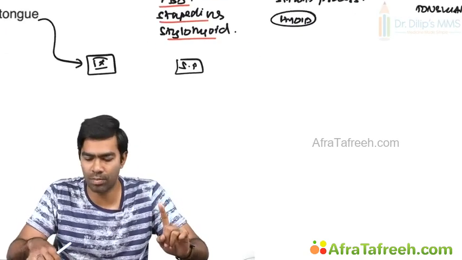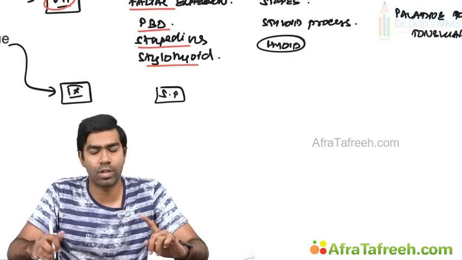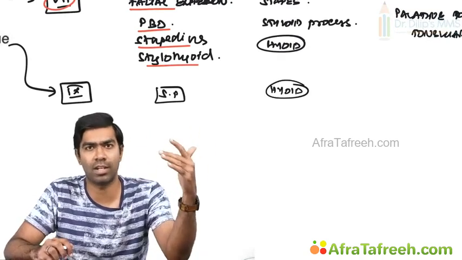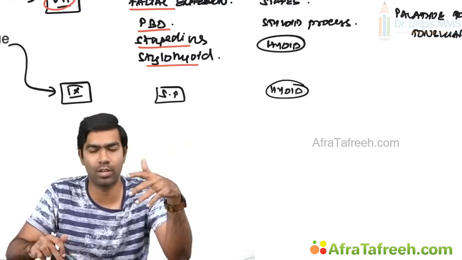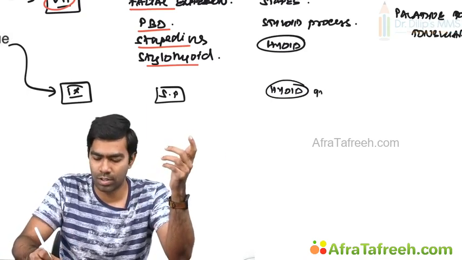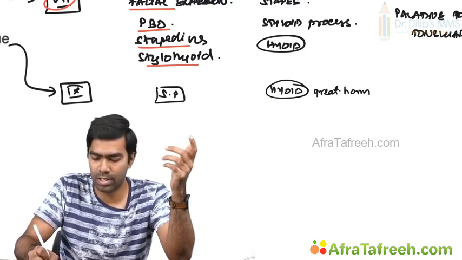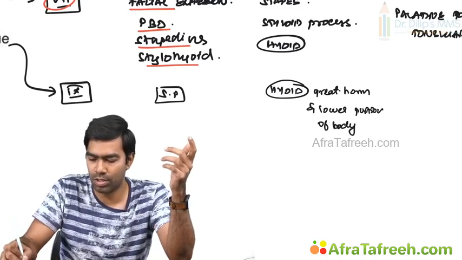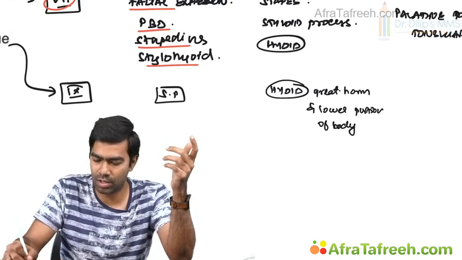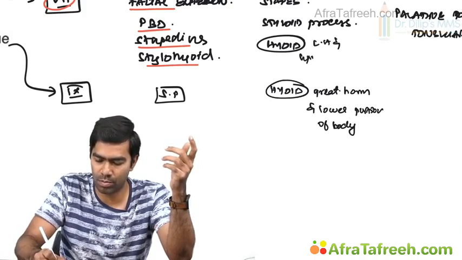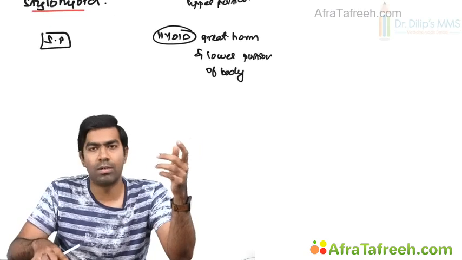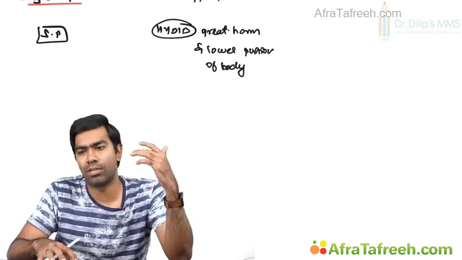Stylopharyngeus is the only muscle they form, and the bone they are going to form is part of the hyoid bone. So just as your second arch is forming the lesser horn and the upper portion of the body of the hyoid bone, similarly the third arch is going to form the greater horn and the lower portion of the body of the hyoid bone. Here you know it is the lesser horn and the upper portion of the body of the hyoid bone. Clear?